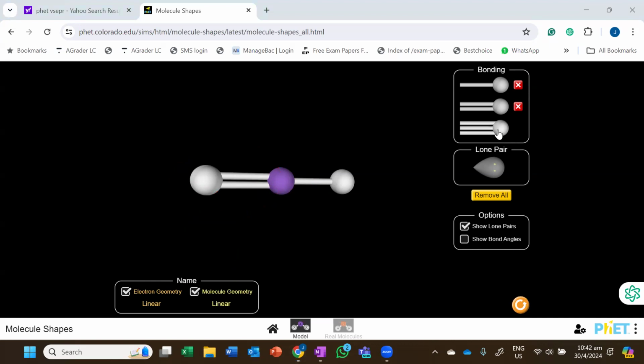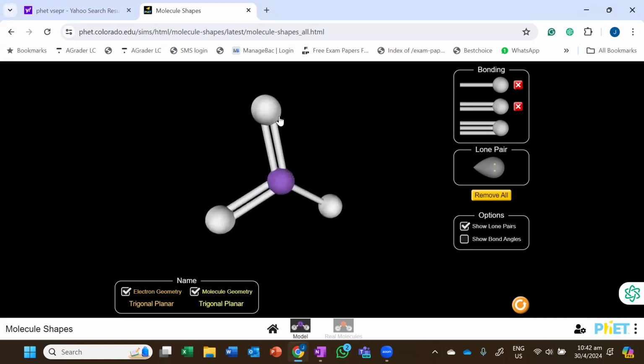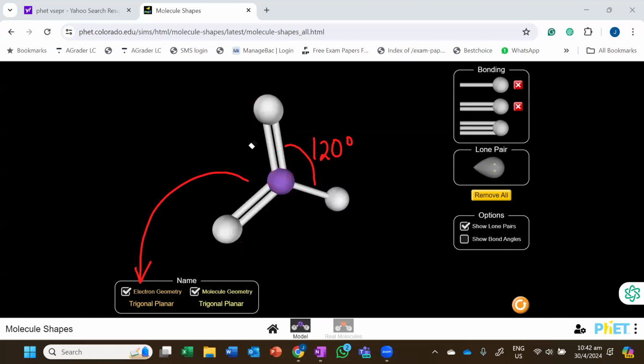Now, what if there are 3 domains? Now I put in another one. So when I put in 3, I'm seeing 3 regions: 1, 2, 3. And it's telling me to place them as far apart as possible. If I have 3 things and place them as far apart as possible, I should place them about 120 degrees apart. And therefore, the bond angle is 120 if there's no lone pair. Now, if there's a lone pair around, what will happen?